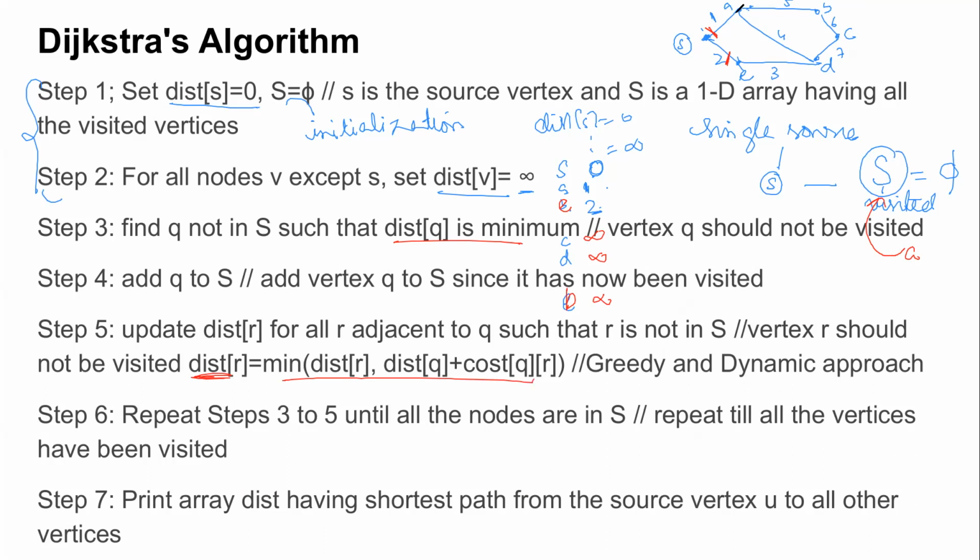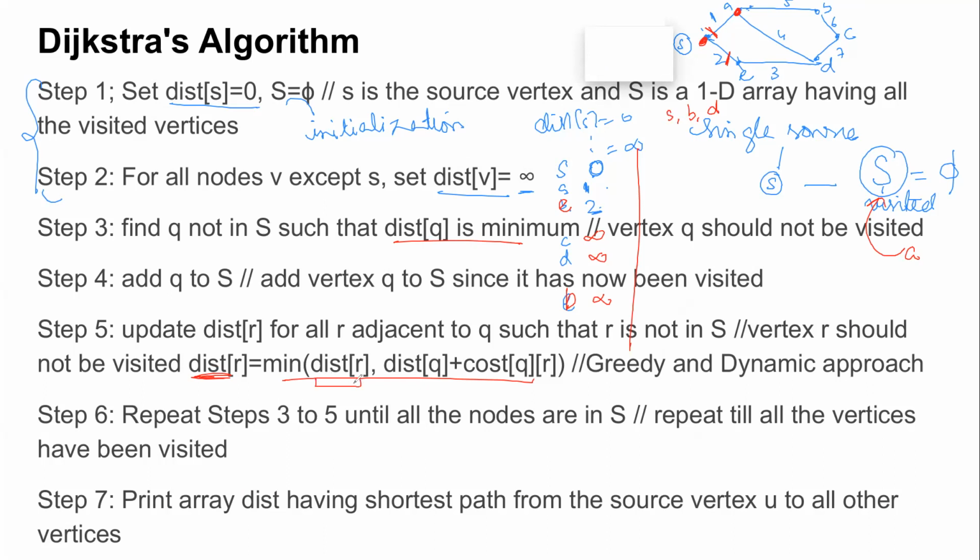Now, what are the neighbors of A? Now A is visited, S was already the source. Now you have to look at the neighbors of A. Neighbors of A means direct neighbors of A. The neighbors of A are S, B and D. Let's try to update them.